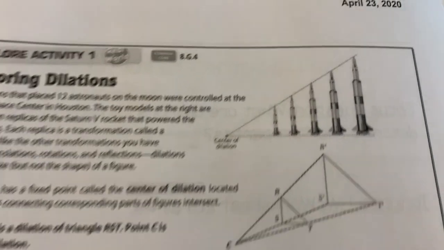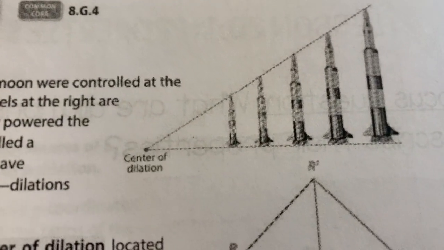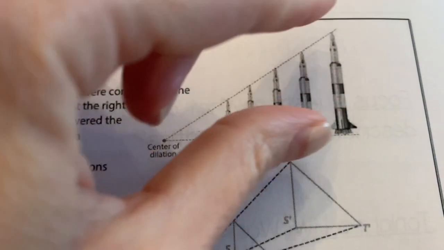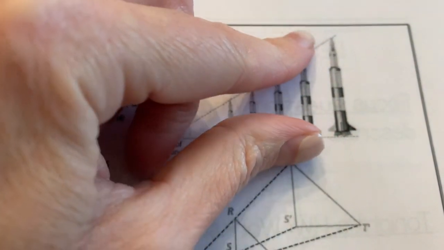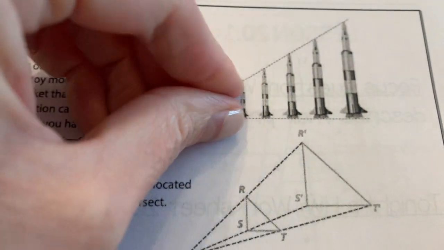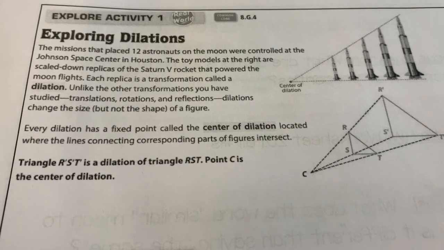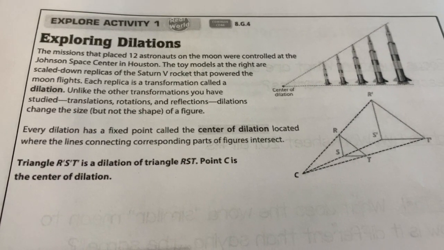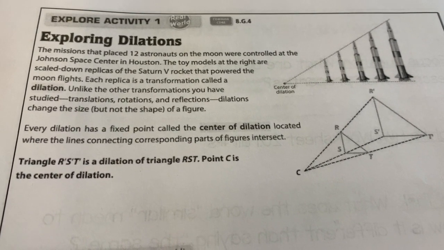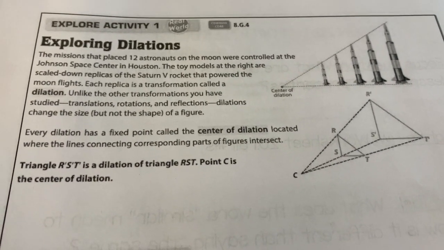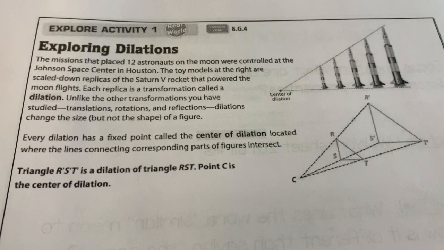Okay, so what you can see here are these replicas of the rocket. What you notice is the shape stays the same, it's just getting a little bit smaller. This is called a dilation. Every dilation has a fixed point called the center of dilation, and that's located where the lines connecting the corresponding parts of the figures intersect.